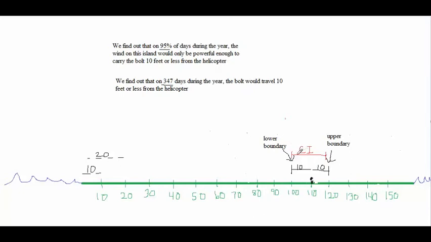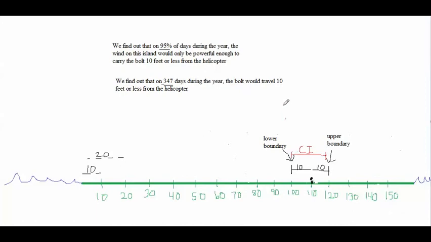But if we conclude that the helicopter should have been somewhere between 100 and 120, if we conclude that the unknown population parameter, which is the previous location of our helicopter, should have been between 100 and 120, how much confidence can we have in making that conclusion?